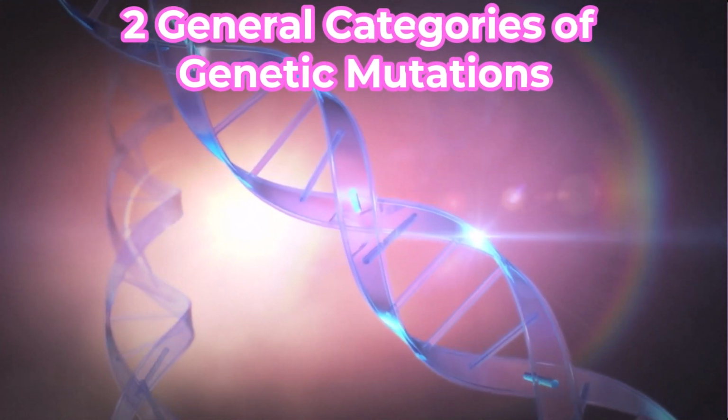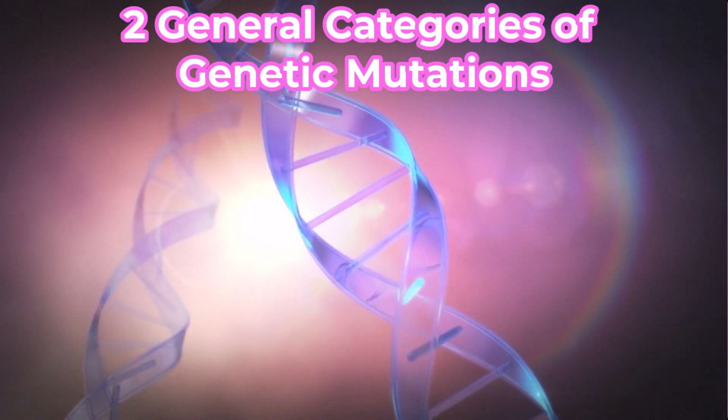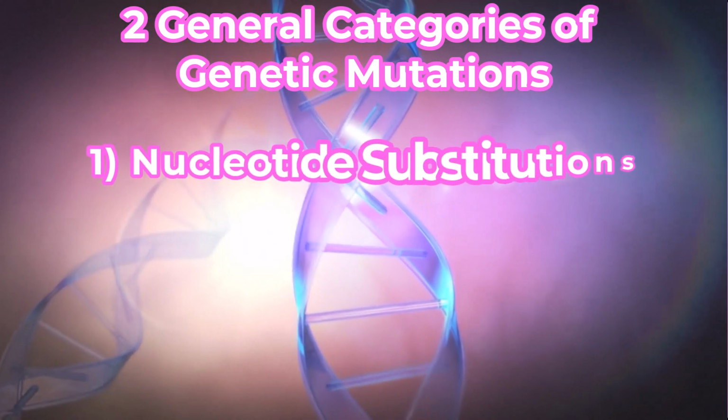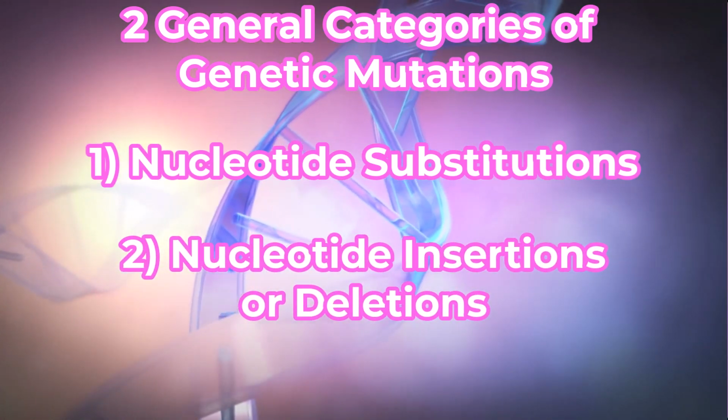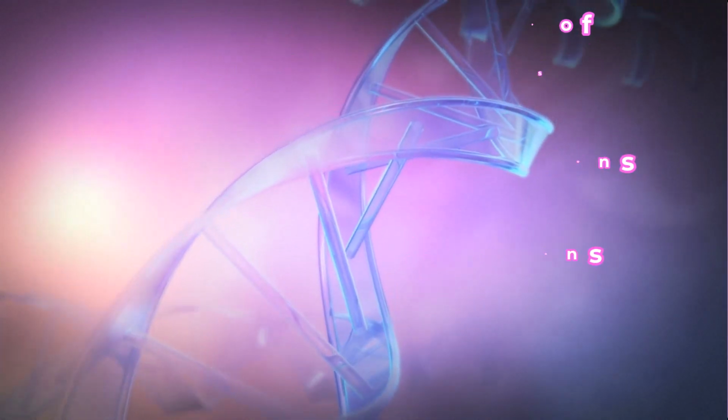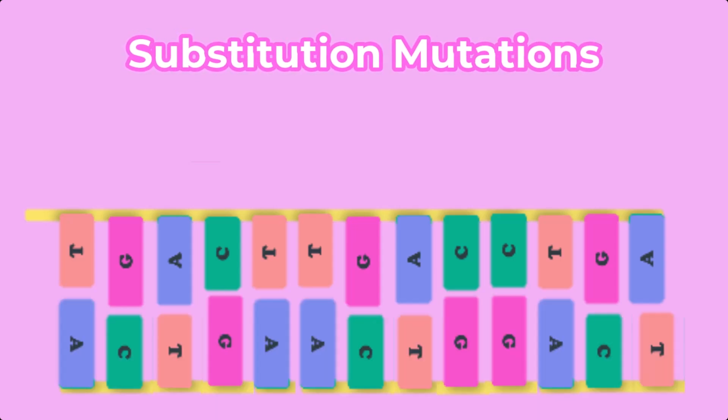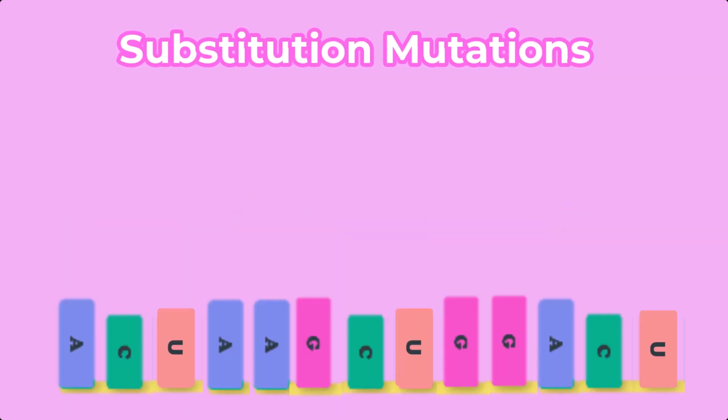Mutations within a gene can be divided into two general categories: nucleotide substitutions and nucleotide insertions or deletions. A substitution mutation is the replacement of one nucleotide and its base pairing partner with another nucleotide pair. Because the genetic code is redundant, some substitution mutations will have no effect at all.